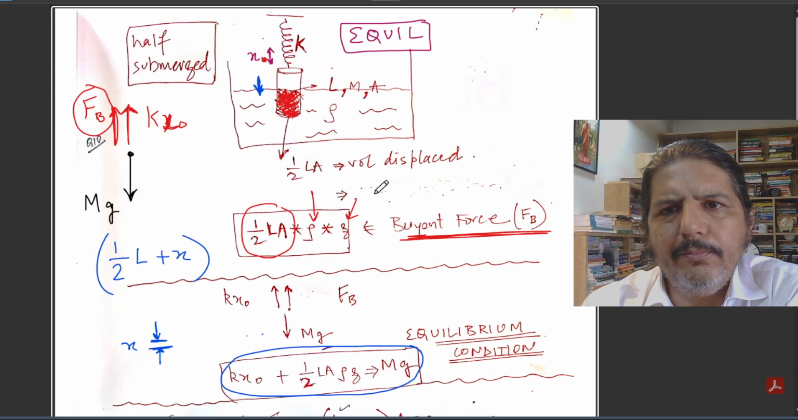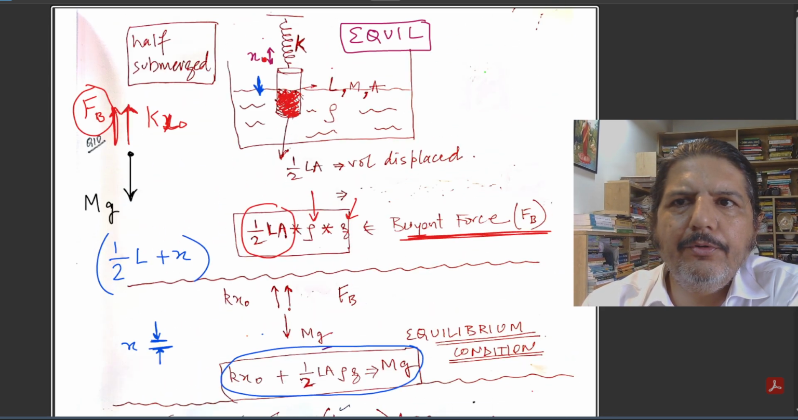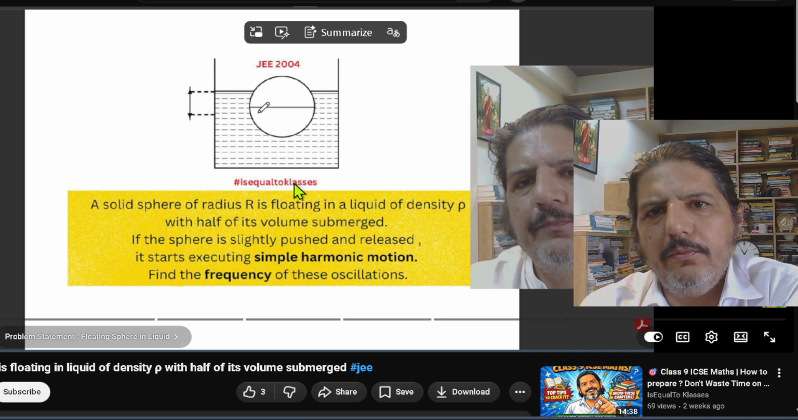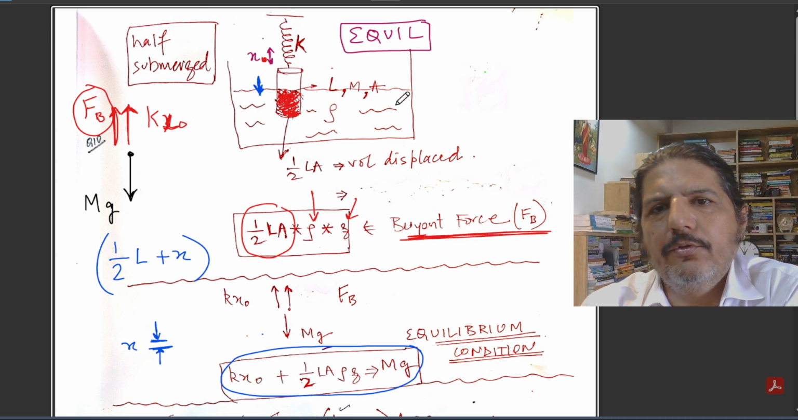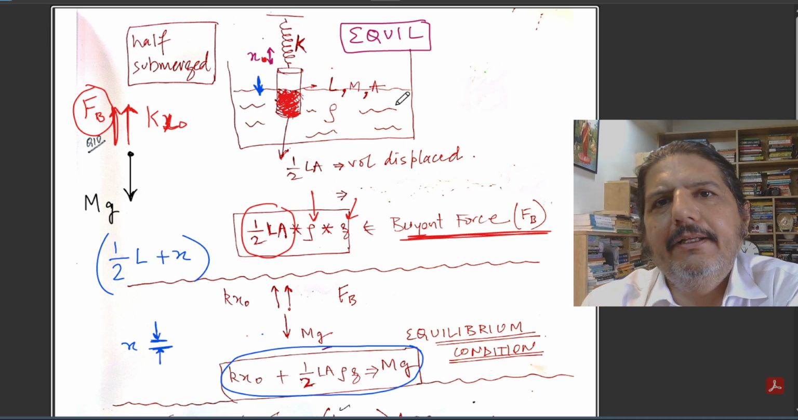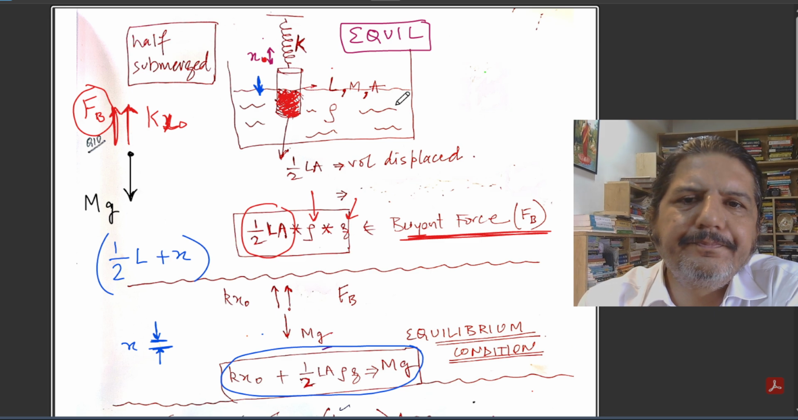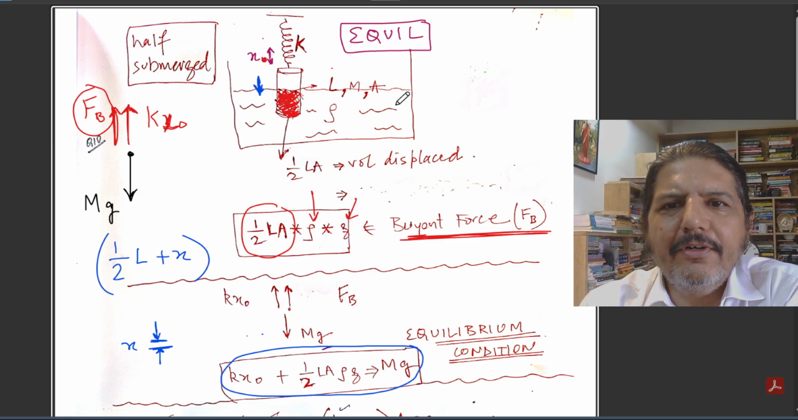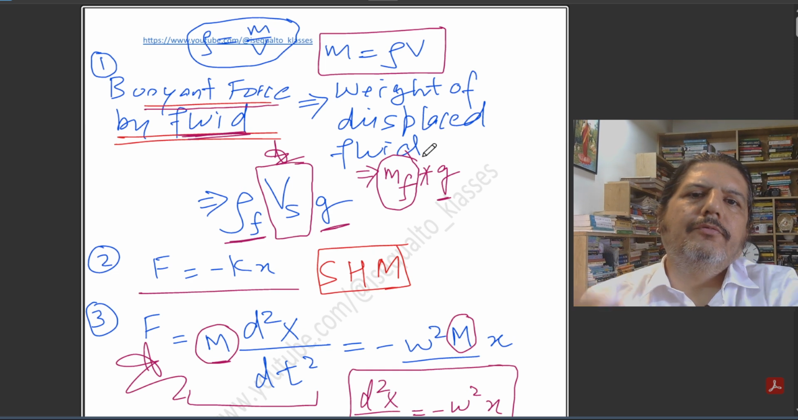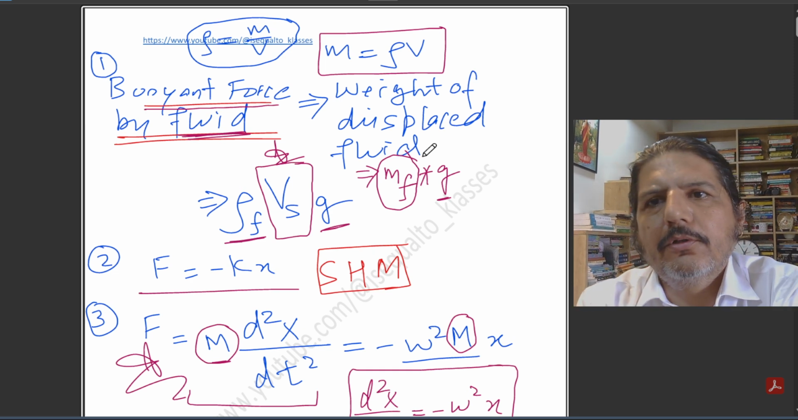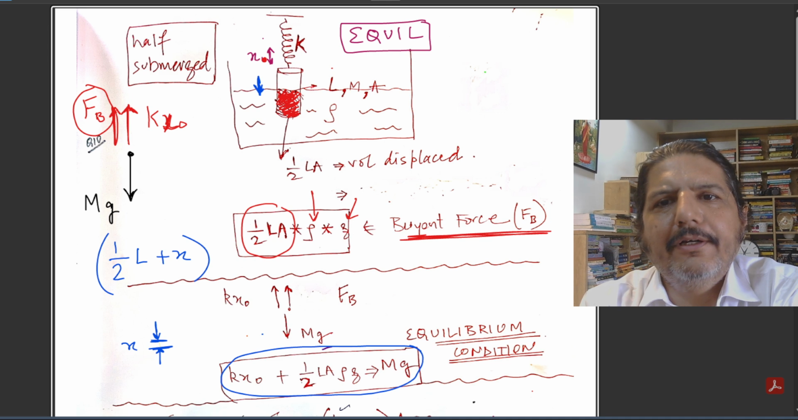So this is the frequency of the simple harmonic motion. These are interesting questions. I think this one was asked in JEE 2004, and this other question I think is a 1990 JEE question. These are fun questions where a lot of concepts come together, and it's good practice to do all these kinds of questions.